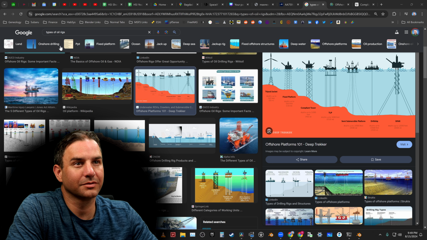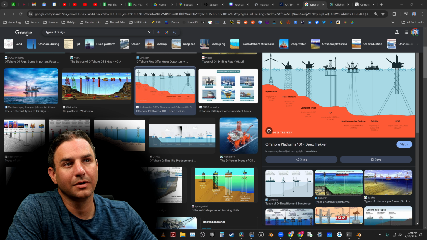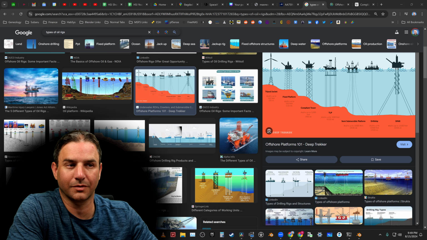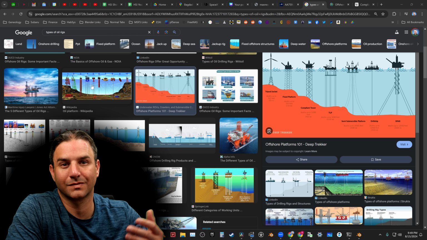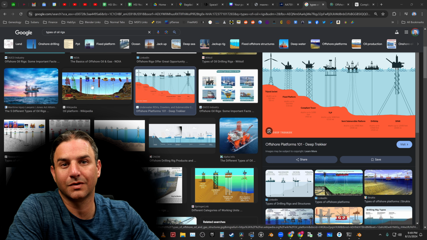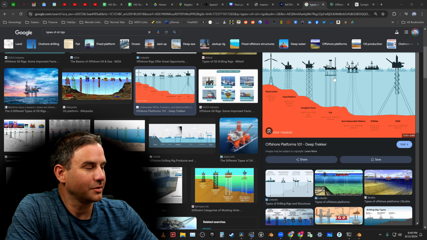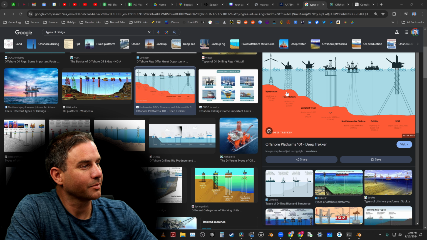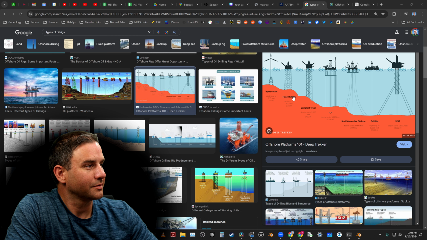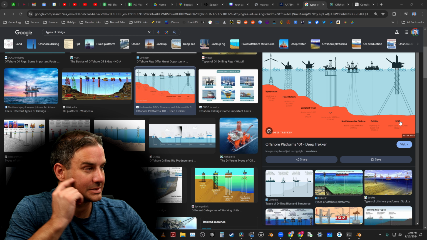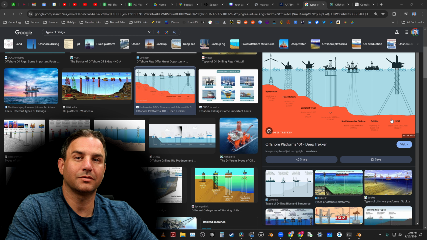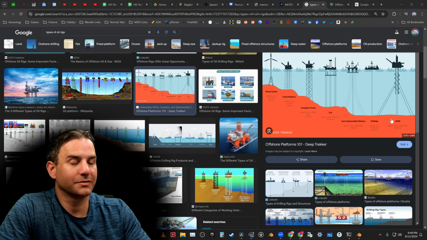Okay, so this is literally just a Google image search of types of oil rigs. I'm keeping it simple for you here. This is research that you could do yourself just by Googling it. And in this image on the top right, there are one, two, three, four, five, six, seven different examples of different types of designs.